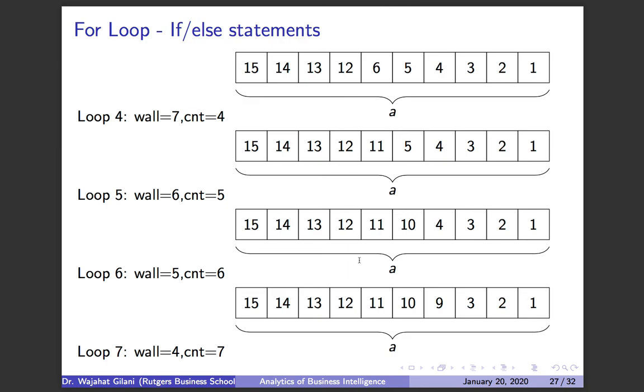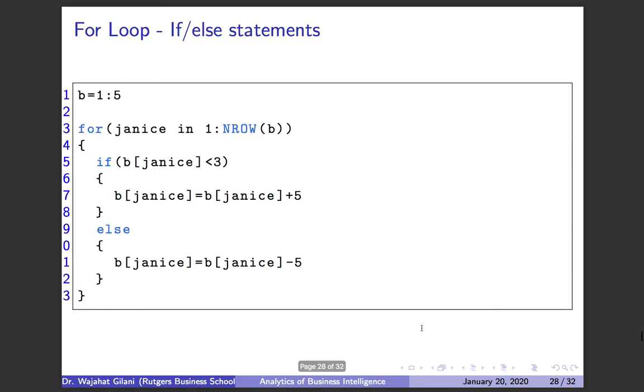And now we have 12 in the fourth value. Wall becomes 7, CNT equals 4. 11 becomes the fifth value. Wall becomes 6, CNT equals 5. 10 becomes the sixth value. Wall becomes 5, CNT equals 6. 9 becomes the seventh value. Wall becomes 4, and CNT equals 7. And I basically stop it at that point.